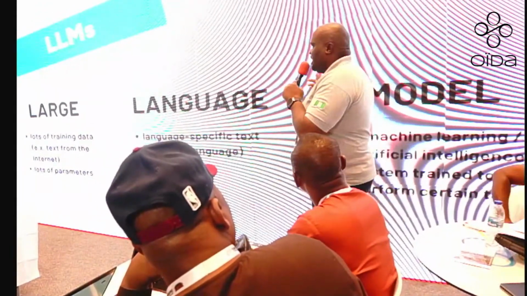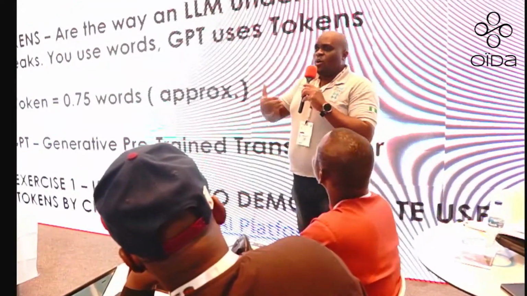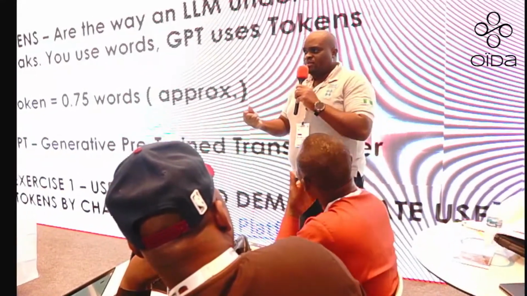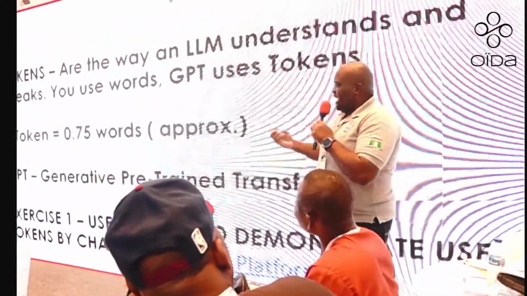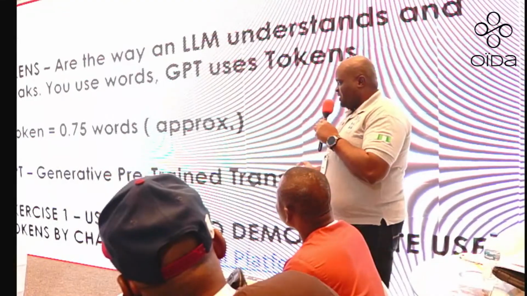Okay, next slide. Now, in language, we talk about words, but AI takes them as tokens. The instruction you give it, it looks at as tokens. And a token is approximately 0.75 words. That's what it uses. Okay, next slide.